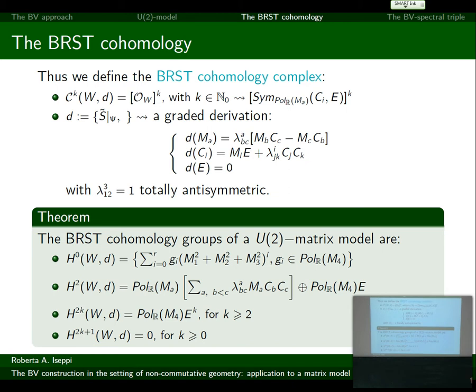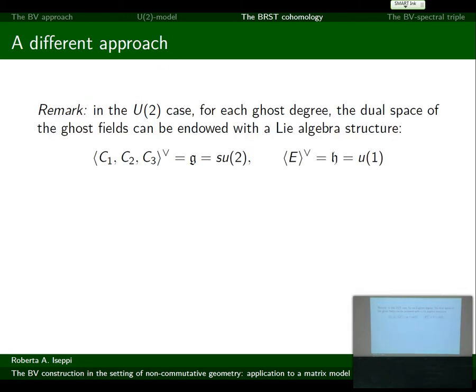Now let's look at this BRST cohomology from a slightly different point of view, because we can make this remark. If we fix the Gauss degree and consider the dual space defined by this Gauss field, this can be endowed with a Lie algebra structure. More explicitly, if we take C1, C2, and C3 and consider the dual of this space, this is a Lie algebra, namely su(2). For E, the dual of this space is just u(1).